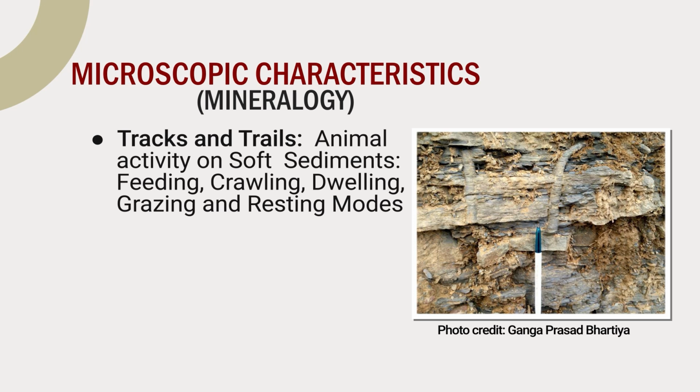Some organisms move on the wet sediment, sand on the riverbed or on the coastal area, so they produce different types of structures. Some organisms try to get food, so they make feeding traces. Some keep on crawling like a snake, so there are crawling traces. Some organisms dig and live inside, making dwelling traces. And some are grazing, moving from one place to another in search of food, making grazing traces. There are also resting traces.